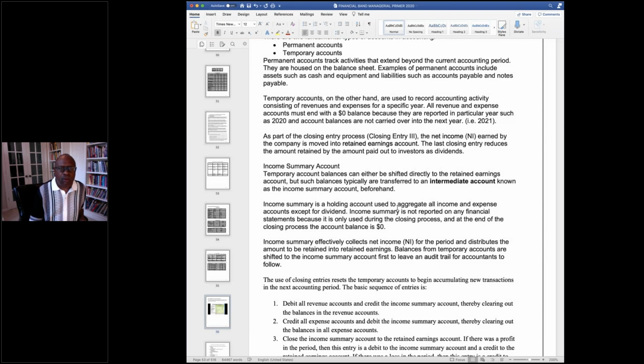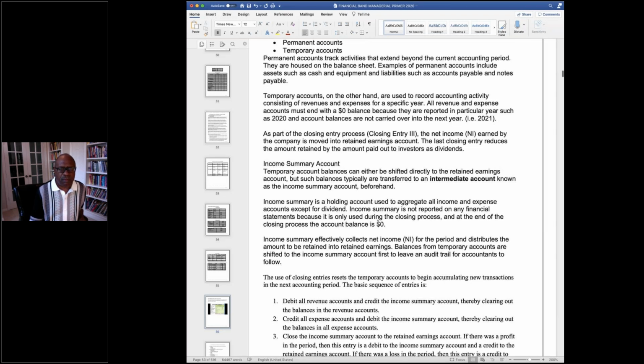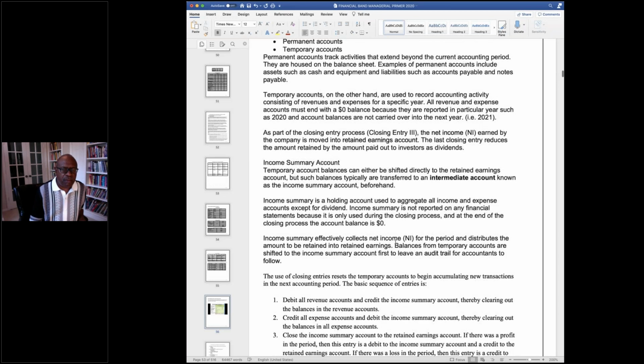Income summary is a holding account. It's going to aggregate all the income and expenses, and it's going to tell us how much we need to close to retained earnings, and it's going to end with a zero balance. So the income summary collects the net income for the period and distributes the amount to retained earnings after the closing entries are made, and then, as always with journal entries, they're posted to the ledger.